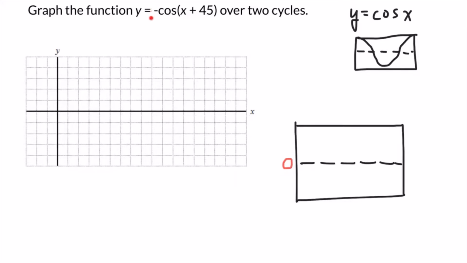My lead coefficient is -1. Since it's negative, my function isn't going to go this way, it's going to be a reflection. So it's going to open that way.